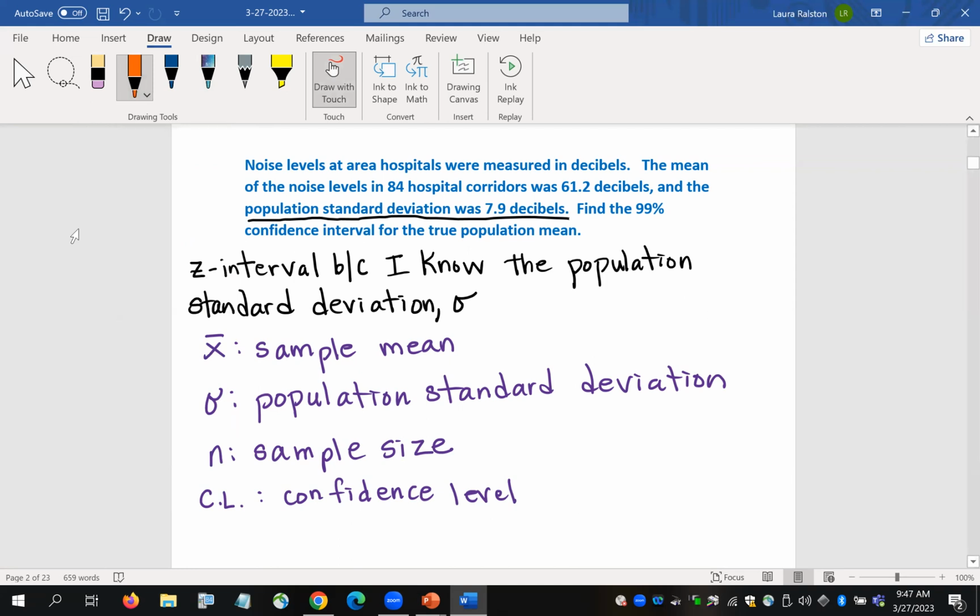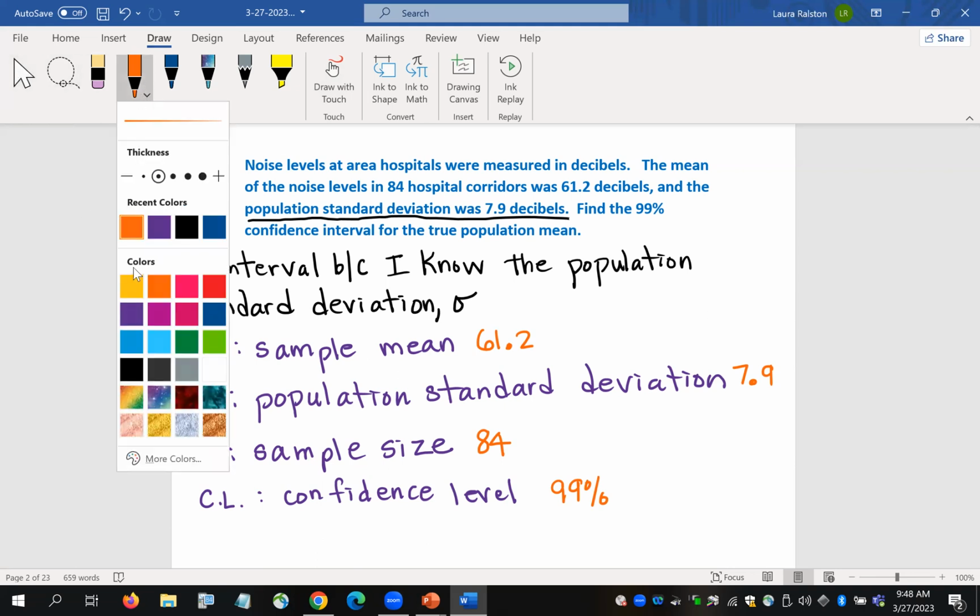So if I skim back through, it says the mean in 84 hospital corridors. So my sample size is 84. The mean was 61.2, and the population standard deviation was 7.9. Find the 99% confidence level. So all of the information is given in the problem.